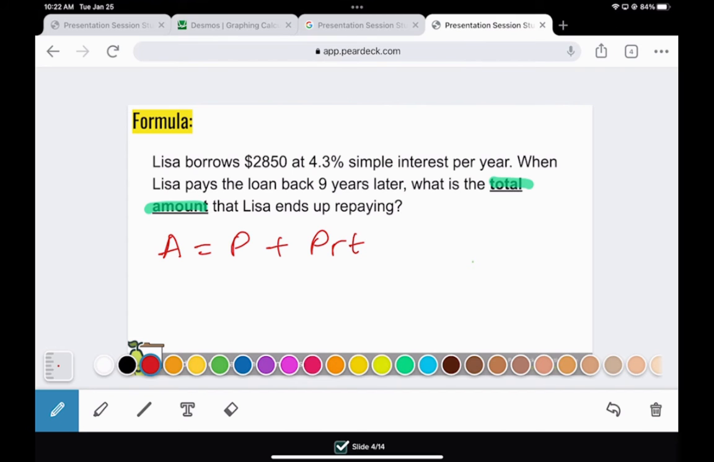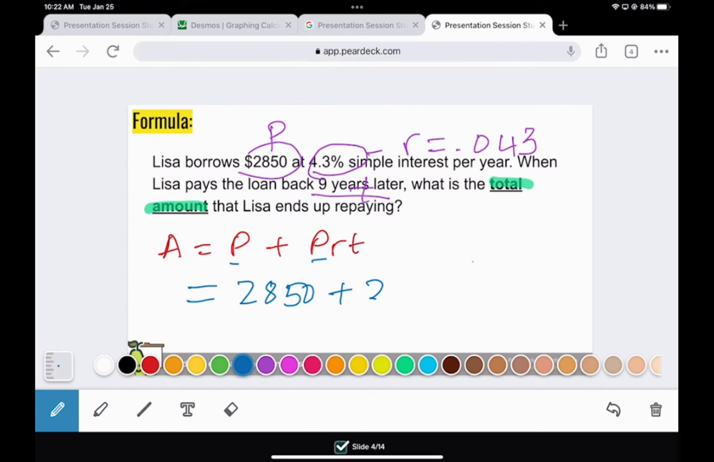All right. So P is the principal, which is that 2,850. Then the 4.3, that is the rate. But don't forget, you need to switch it back to decimal. It's 9 years later, so that's your T. So plug it in. There are two Ps, which means you're going to use the number 2,850 twice. So 2,850 plus 2,850 times 0.043 times 9. So that's what I have.